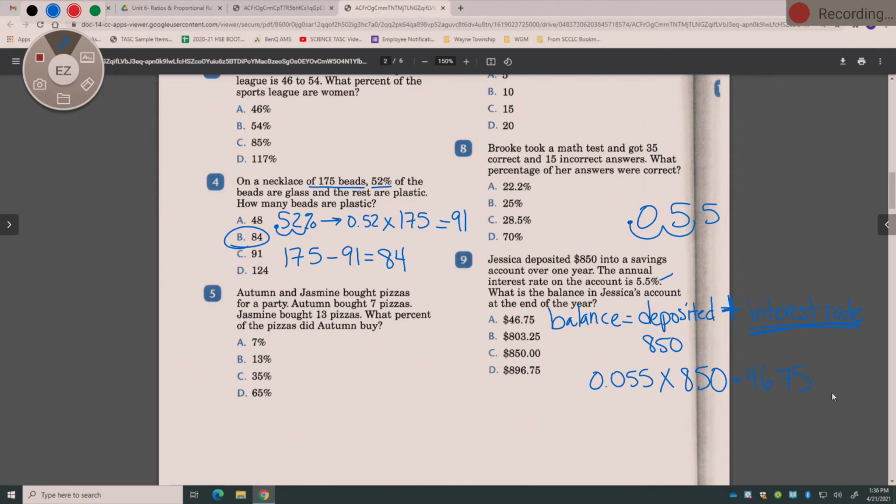So now I need to add $46.75 to my original 850. And that gives me $896.75. The balance is deposit plus interest.